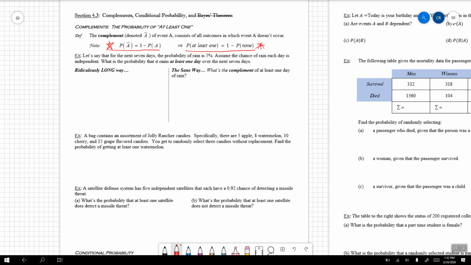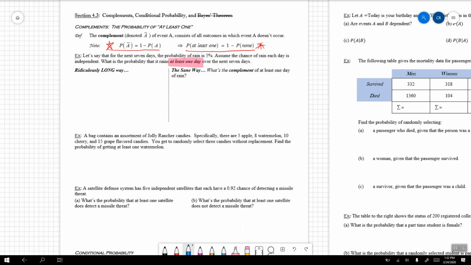Now, to illustrate this, we're going to look at the example. The example says, let's say that for the next 7 days, the probability of rain is 5%. Assume the chance of rain each day is independent. What is the probability that it rains at least one day? So as I'm looking at this probability problem, I see that they give us this phrasing right here that says at least one day over the next 7 days.